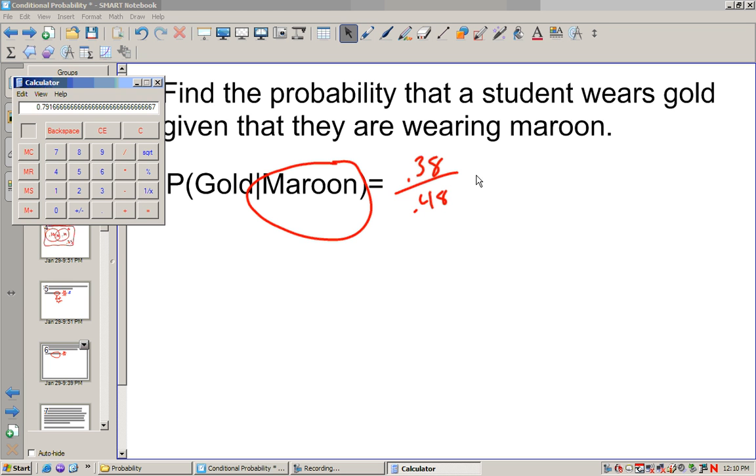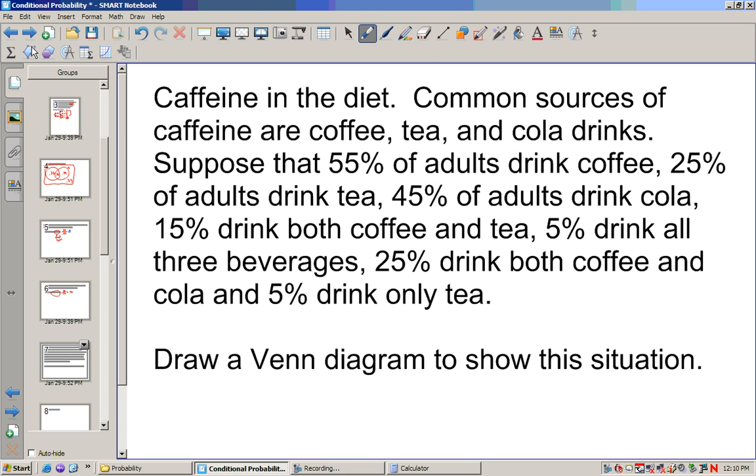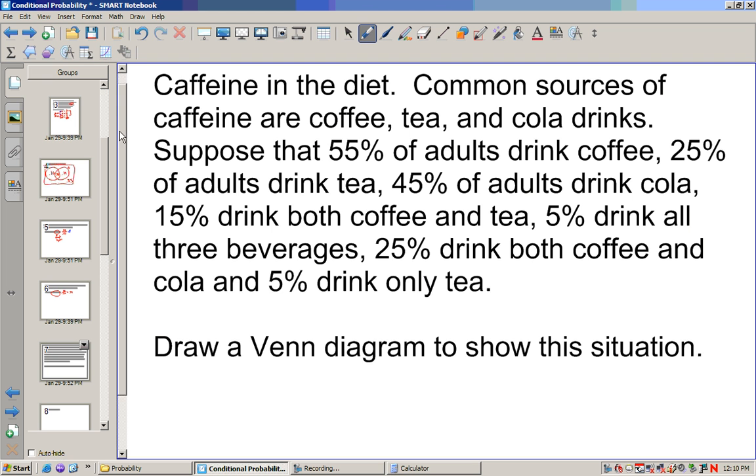That's 79%. So about 0.79 is this probability. Hopefully you're starting to understand how this conditional probability works. Now here's kind of a tricky problem.